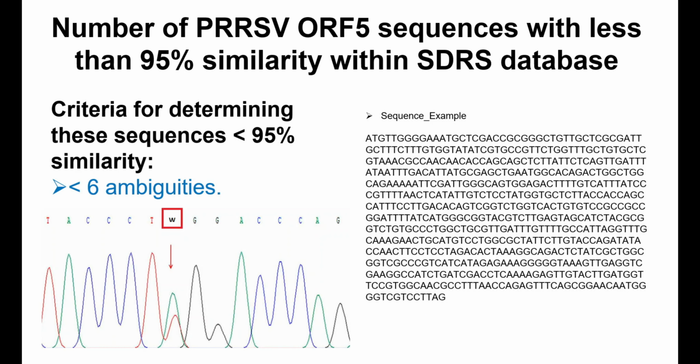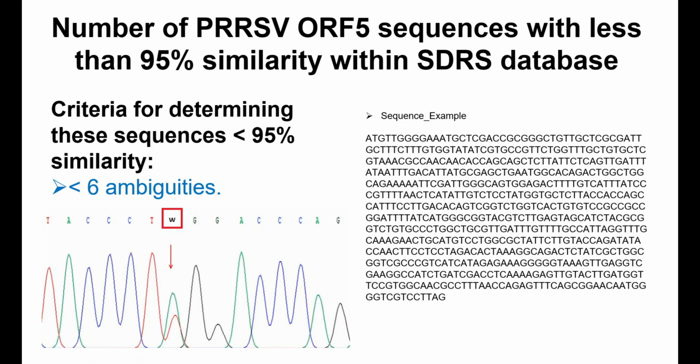The second criterion is that the number of ambiguities has to be less than 6. So what is an ambiguity? Usually when you are sequencing one of these ORF5, you can get specific letters, as I'm showing here on the left side of the picture, the letter W, when you don't know which nucleotide it is: A, C, T, or G. So if you don't see one of these, this is considered an ambiguity.